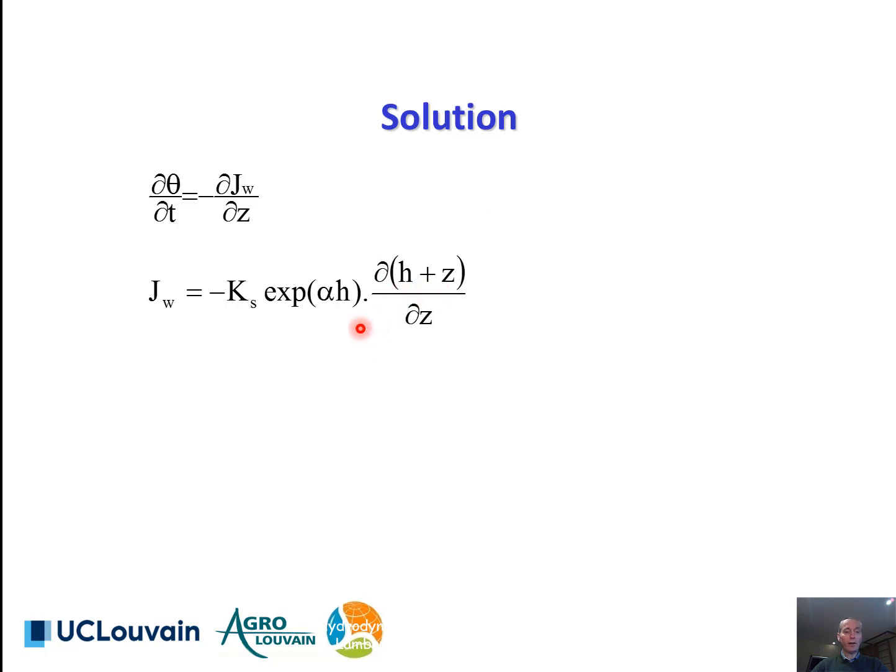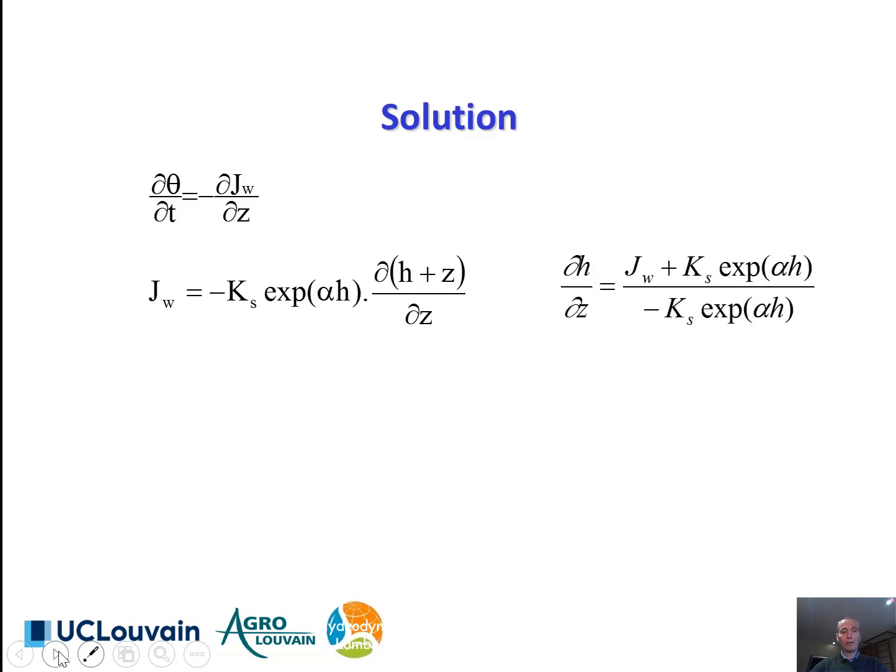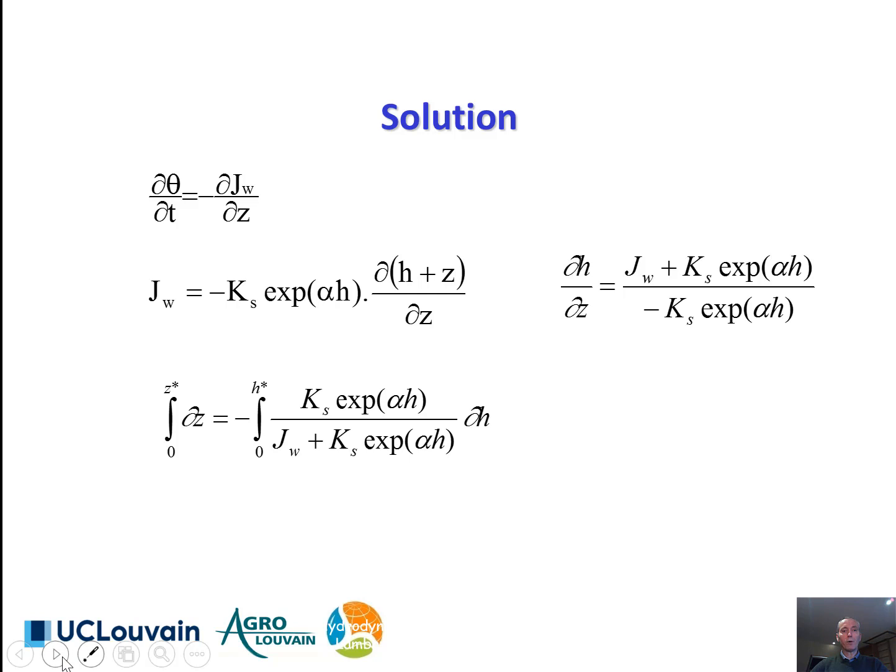And we rewrite this equation in order to come up with an expression of z on one hand and h on the other hand. So we do that very simply. We isolate the gradient of the suction head as a function of depth, and then we separate the variables: we write at the left hand side the z variables, at the right hand side the h variables, and then we have a differential equation that we actually can easily solve.